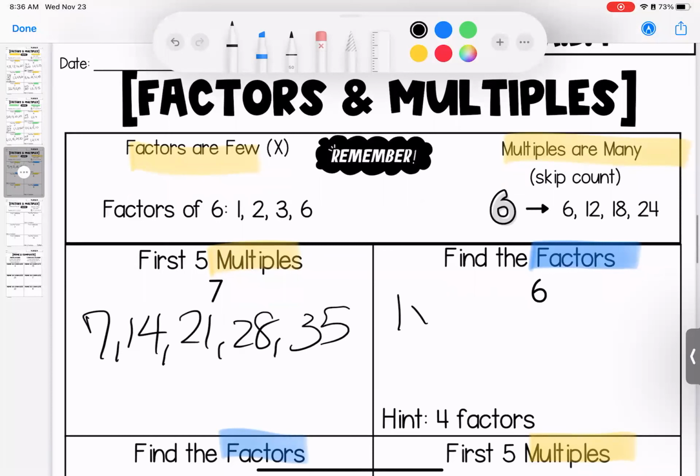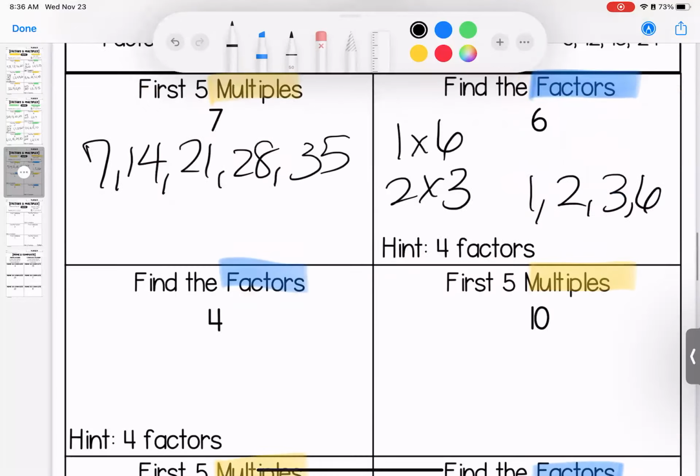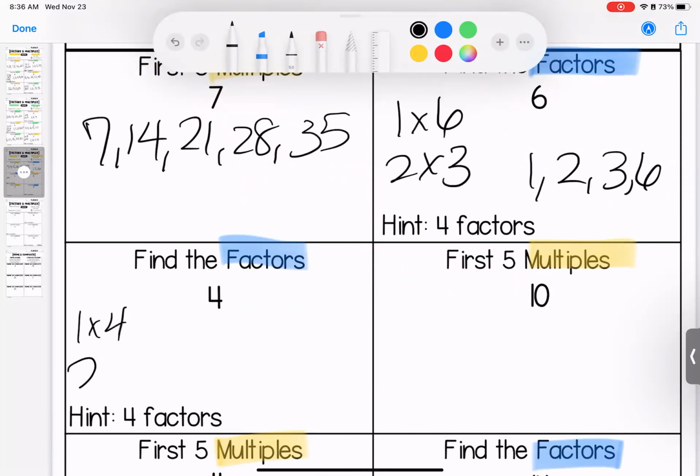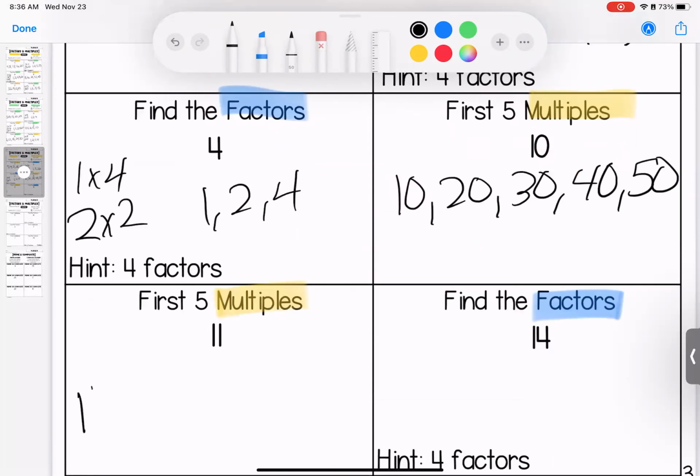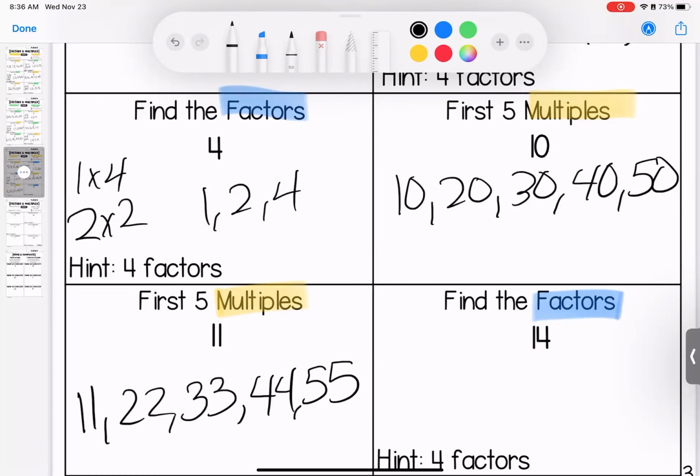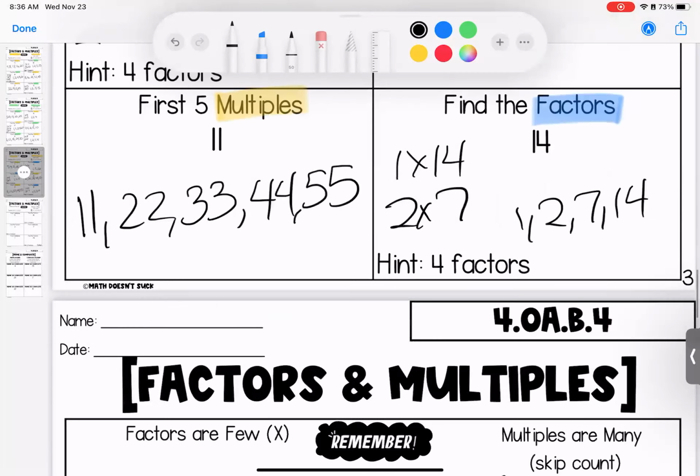Find the factors of 6. 1 times 6 and 2 times 3. There are 4 factors. Factors of 4, 1 times 4 and 2 times 2. Again, you can write the 2 once or twice. Either is fine. First 5 multiples of 10, we have 10, 20, 30, 40, and 50. First 5 multiples of 11, 11, 22, 33, 44, 55. Factors of 14 are 1 times 14 and 2 times 7. Any questions? Bring them with you to class.